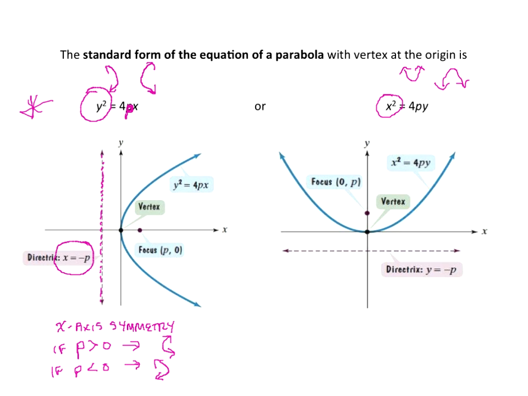The focus, like I said earlier, always lies within or inside the parabola. And when we're dealing with the y squared version of it, we can see that the focus lies on the x-axis, so it comes in the form of an x-intercept. So p, 0 are the coordinates of the focus. And then this last one just tells you this is the equation of that parabola there.